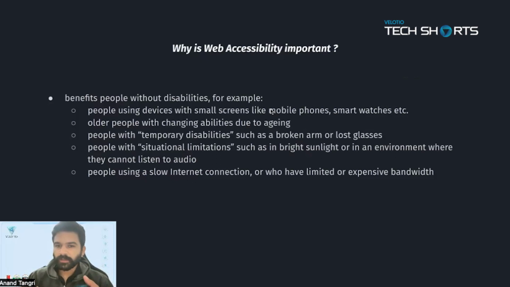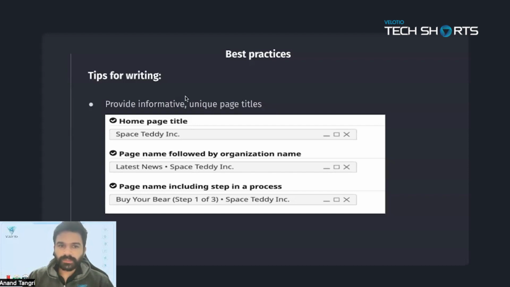It also benefits people without disabilities, for example, people using mobile phones or smartwatches or any other device with a small screen, or maybe people who are getting old and have changing abilities due to aging, people with some temporary disabilities, say a broken arm or lost glasses, or let's say someone is in bright sunlight or in an environment where they cannot listen to audio, or maybe people using a slow internet connection or where the bandwidth is expensive.